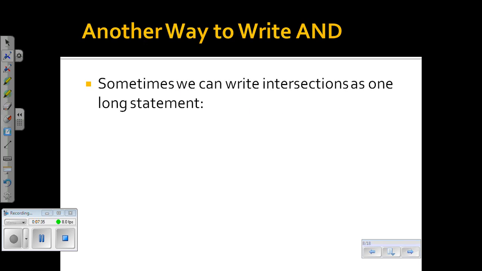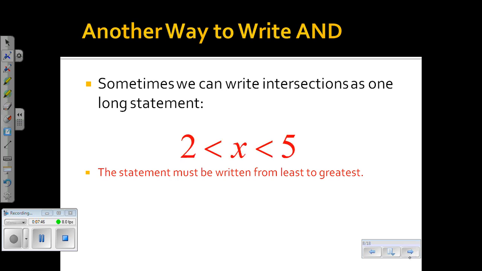Another thing with intersections is that often we can write them as one long statement. That statement should always be written from least to greatest. We have seen this before when we did domain and range, when domain and range were between two numbers. So this is what the one long statement would look like. This says that 2 is less than x and x is less than 5. Notice I used the word and in there. There's an implied and there because these two statements are connected.